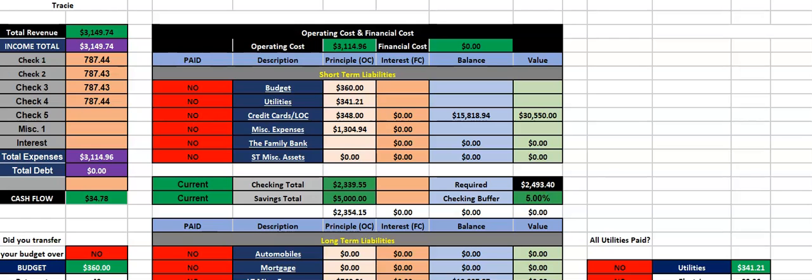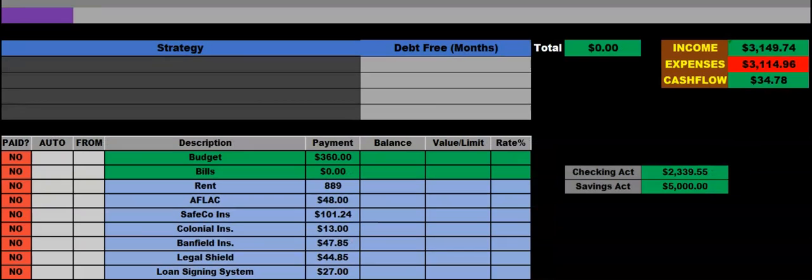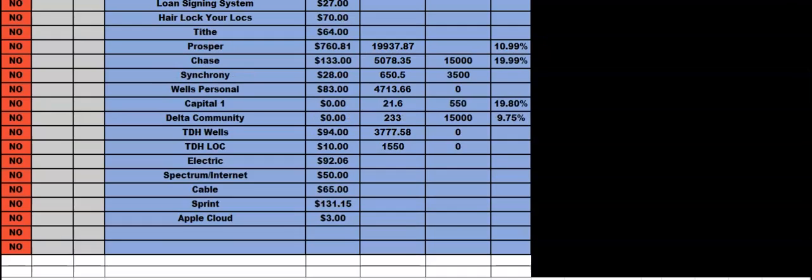Okay guys, so just a quick recap. We have a total income of $3,149.74. Expenses is $3,114.96, and there's a cash flow of $34.78. So now that we have everything listed, we know all the numbers, we have all the bills set up, everything is written out. We're going to start to simplify this now. So we'll move to a more simple sheet, and we have this transferred to a more simple one, everything is in the same area.